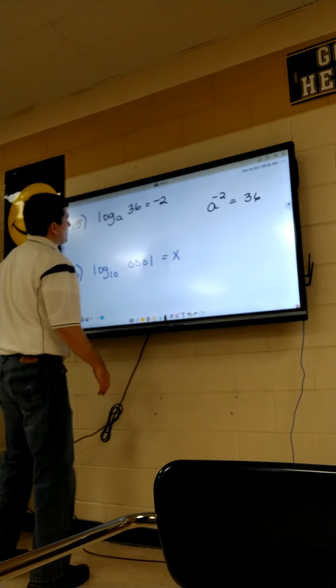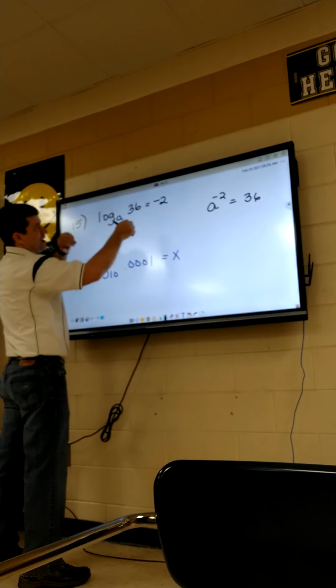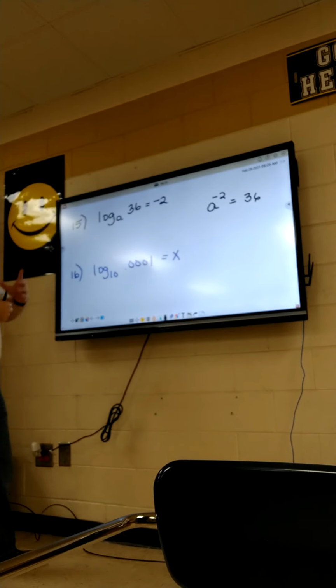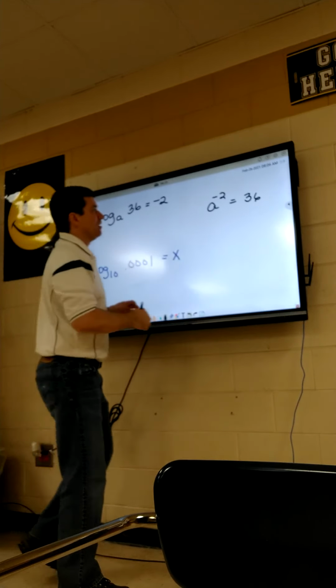Right, so again, to set it up in exponent form, you just change the order around. It's going to be a to the negative second power equals 36. Now, guys, we did a couple like this yesterday. We have to solve for a. You want to get rid of that exponent.